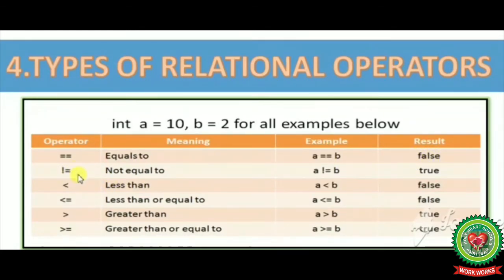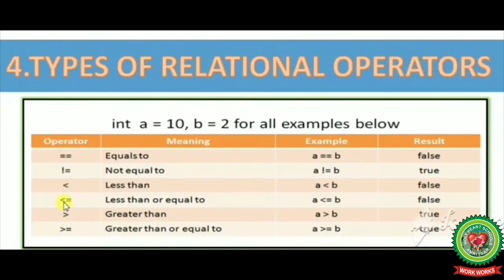Number 2, not equal to. Now a is not equal to b. So the answer is true. Number 3, less than. You can see, students, a is less than b? No. So the answer is false.